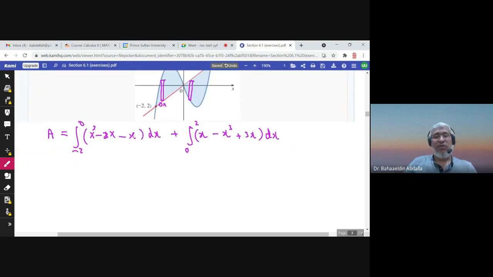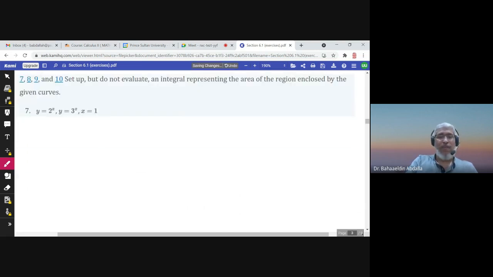And you can just find the first area and multiply by 2 because the two areas are equal, as we can notice. So this would be the integral of x cubed minus 4x from -2 to 0, and the integral of 4x minus x cubed from 0 to 2, and you find the answer.